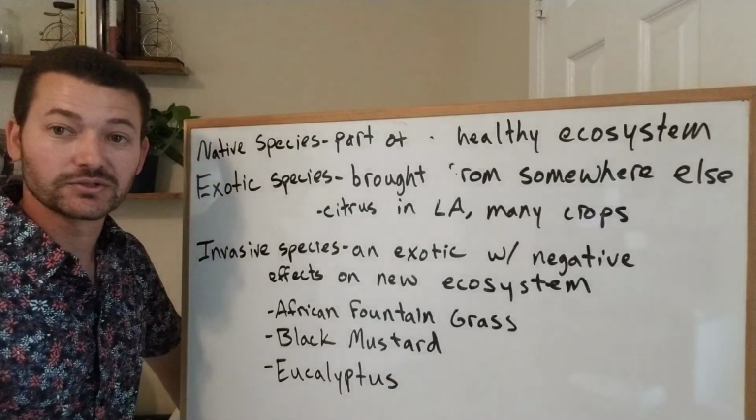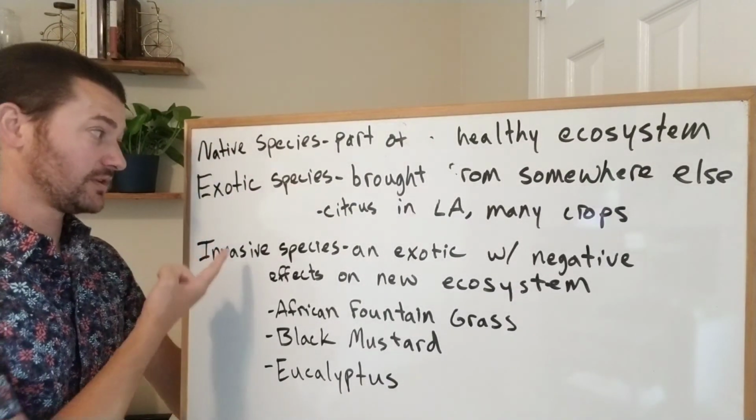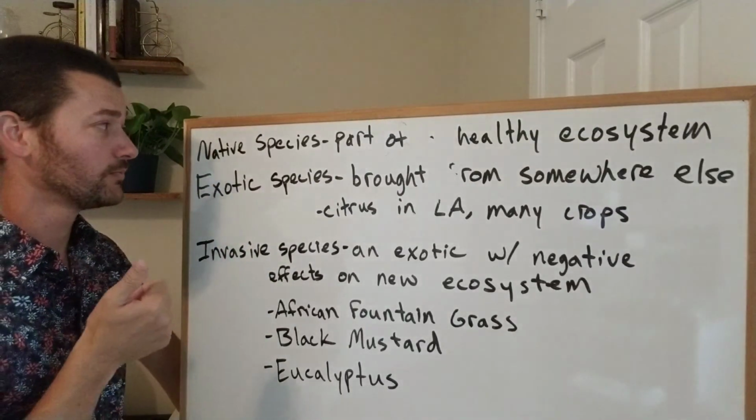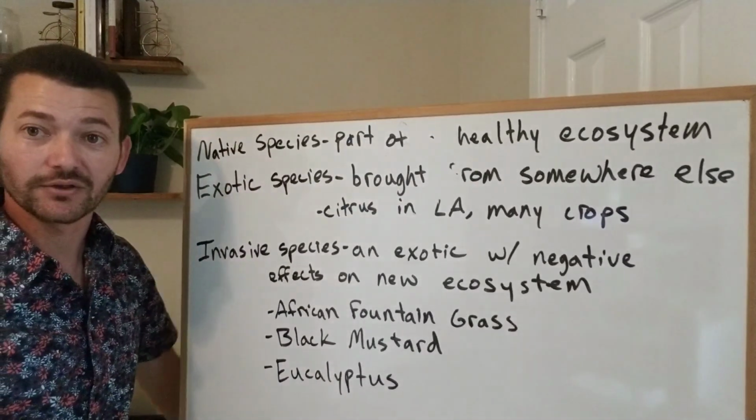All right. So remove invasives. Exotics are okay, but not great. If you're going to eat it, cool. Native species, this is what you want. This is a healthy ecosystem.